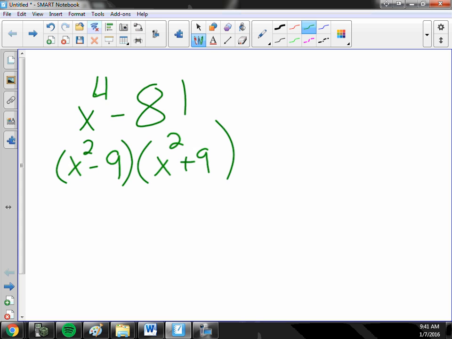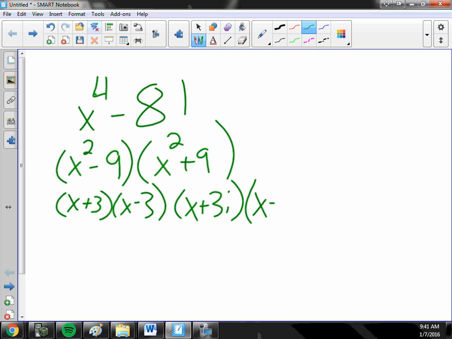So this one actually has a difference of squares and a sum of squares hidden in there. So x plus 3, x minus 3, x plus 3i, x minus 3i. So the roots are plus or minus 3 and plus or minus 3i.